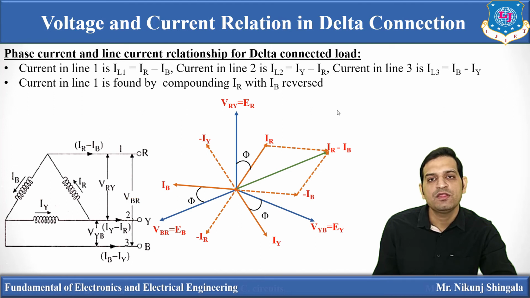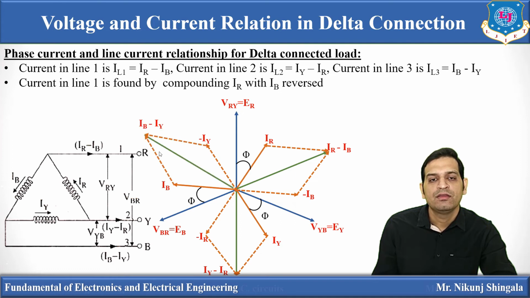Similarly, IL2 is a phasor sum of IY and IR reverse. So this is a diagonal. This will give the resultant current, that is IL2. And IL3 is IB minus IY. So here we can also find the value of IL3 using a parallelogram. Now the diagonal of all the parallelograms gives the line current.